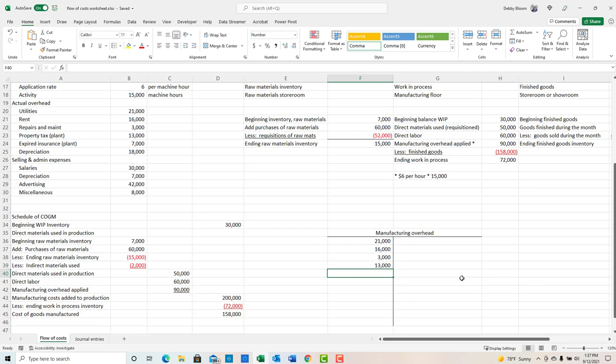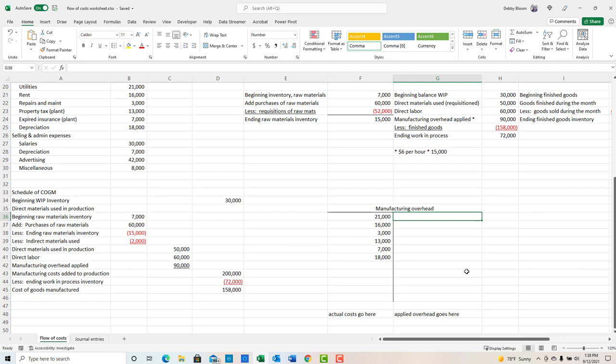When we have our expired insurance, instead of debiting insurance expense, we're going to debit manufacturing overhead and credit prepaid insurance. And finally, when we incur depreciation on the plant or the plant equipment, instead of debiting depreciation expense, we are going to debit manufacturing overhead and credit accumulated depreciation. Now, when we apply manufacturing overhead, we're going to credit the account $90,000.